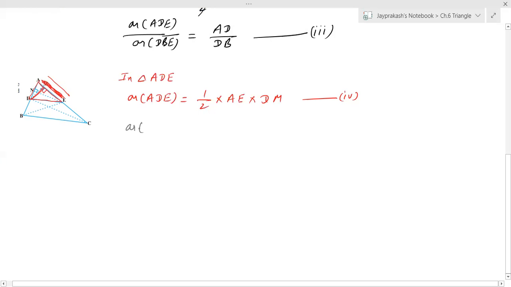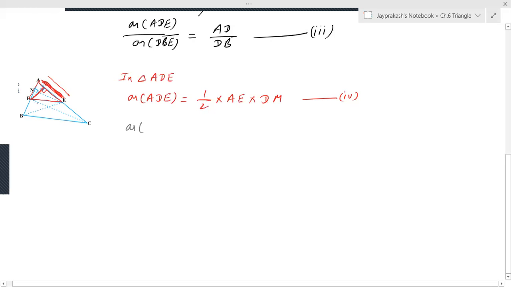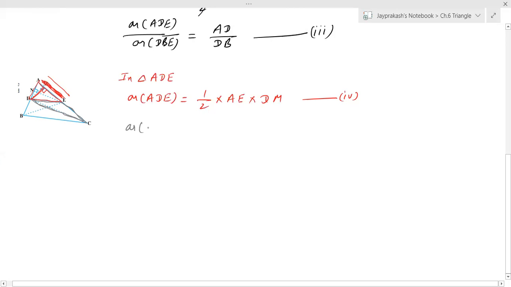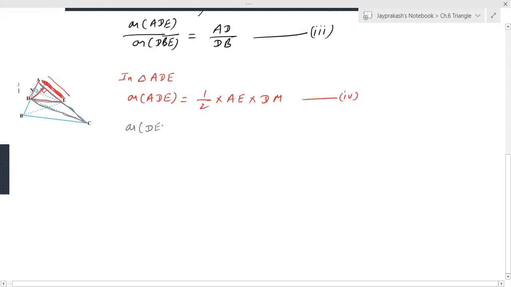Now let's see the other triangle. As you remember in the previous case, we are taking the triangle on the same side of the base, that means on the base AC. So this one is the second triangle that we are going to use. So we will write here area of DEC is equal to half.